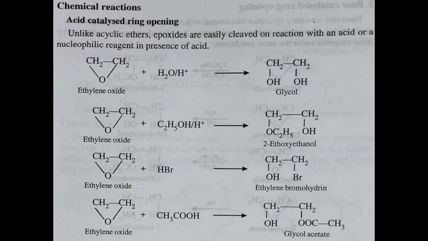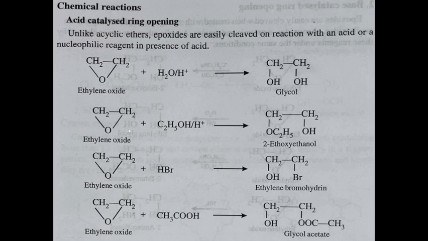Now let's discuss the chemical reactions of epoxides. First, the acid catalyzed ring opening reaction. The ring opening reaction is the major reaction of ethylene oxide or the epoxides. So here acid catalyzed reactions are shown. Ethylene oxide reacting in acidic medium undergoes hydrolysis, and we get ethylene glycol. So both carbon atoms of the epoxide get an OH group, so we get glycol.